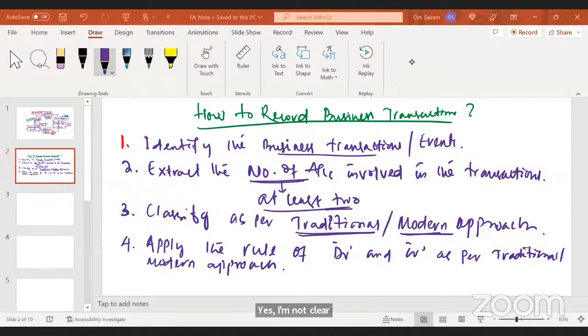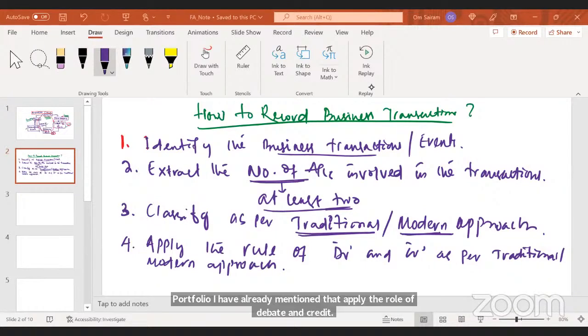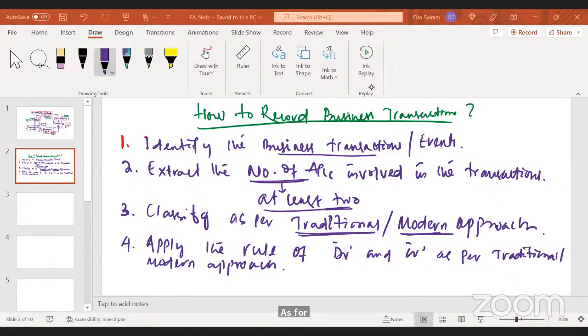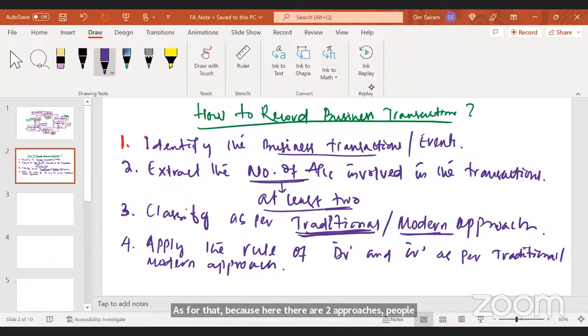Someone is asking, sir, what is the 4th point? In the 4th point, I have already mentioned that you apply the rule of debit and credit as per the traditional approach or modern approach. Because here there are 2 approaches. If you are following the traditional approach, then you have to follow the rule of debit and credit according to the traditional approach. If you are following the modern approach, you have to follow the rule of debit and credit according to the modern approach. Is it clear? In the 4th step, we have to apply the rule of debit and credit, because whenever we are passing the journal entry, after extracting the number of accounts, it is our duty to decide what to debit and what to credit. This account is debited to that account.